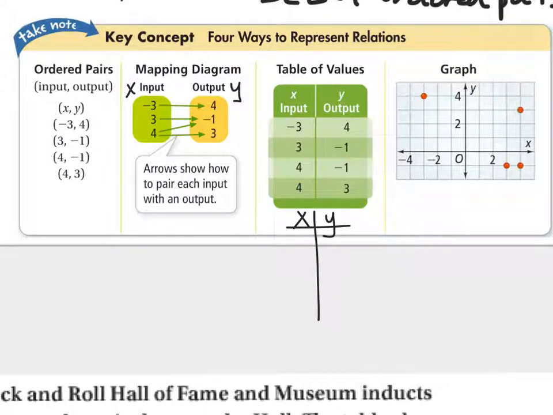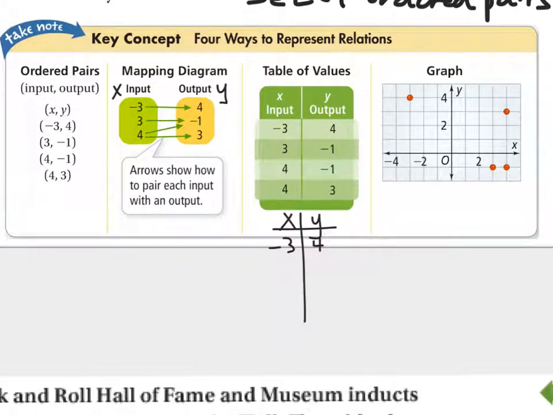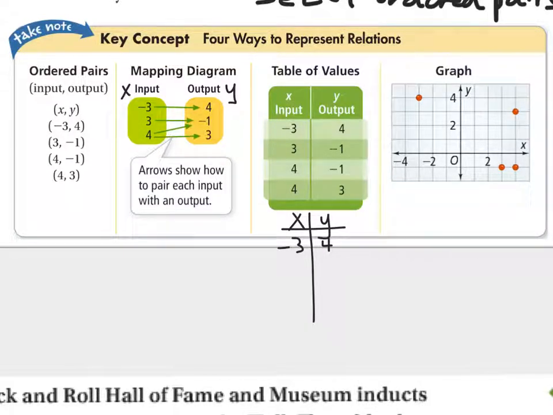Okay, and then you would put your x values on the left side, and then you would match up the x value with what y value goes with it. So in this case, again, you'd have negative 3, and then 4 would be right across from it because it goes with negative 3. Okay, the last way is using a graph, and simply just using a graph, you are just graphing these ordered pairs.